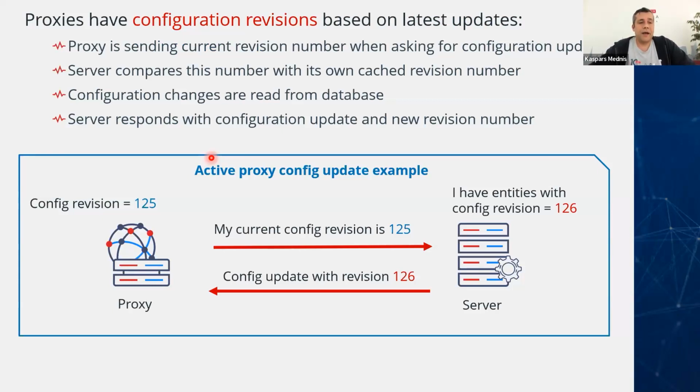So the proxy has config revision 125, and let's say the server has config revision 126 for some entity. This is not the entire config, this is just some entity. And then the changes are sent to the proxy.